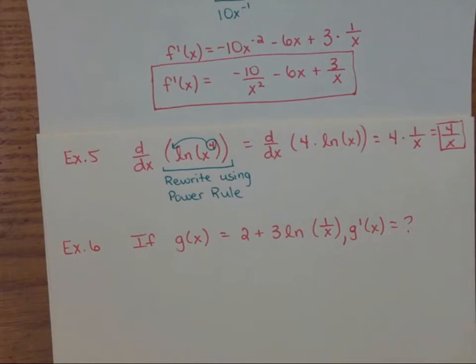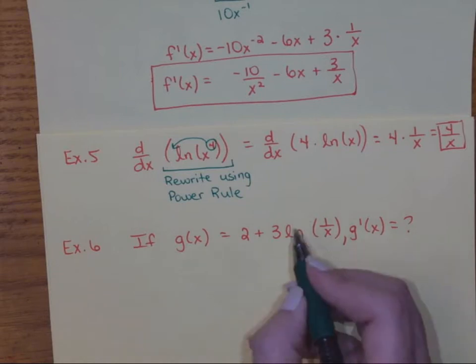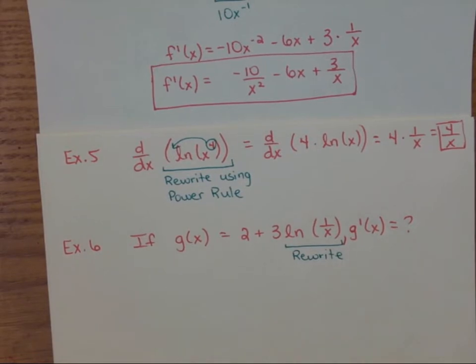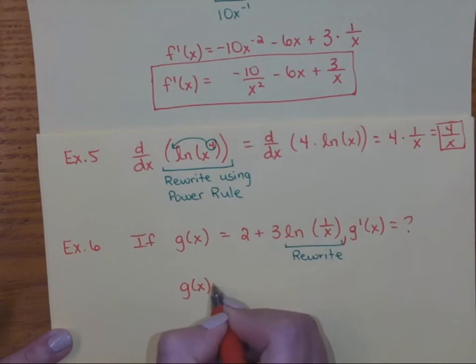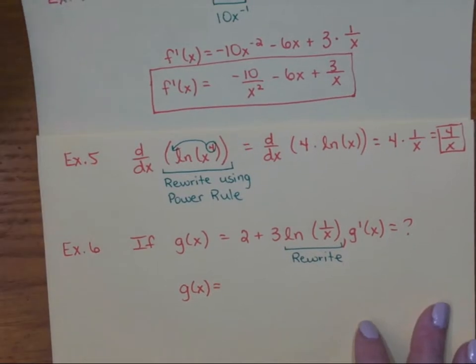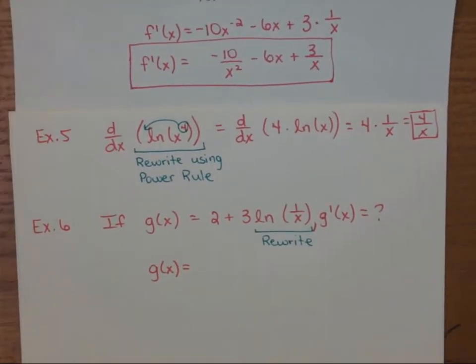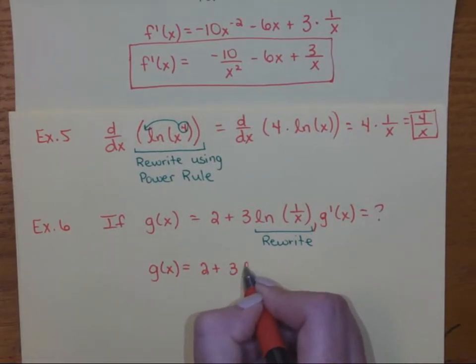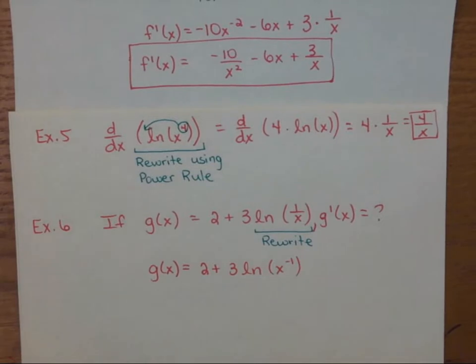So if g of x equals 2 plus 3 ln of 1 over x, then I want you to find the derivative. Okay, so again, this doesn't look right, correct? We need to rewrite this. So we're going to do a couple of steps here. So notice I'm not saying the derivative because I'm actually not doing the derivative right now. I'm just trying to rewrite this in a form that I'm more comfortable with. I need to have ln of x when I'm done, not ln of something else. So I'm going to rewrite this as 2 plus 3 ln of x to the negative 1.